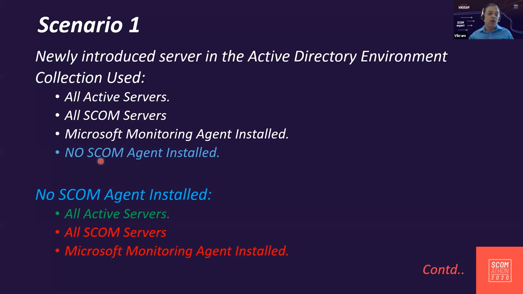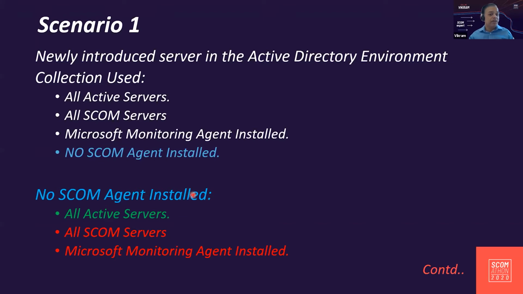This blue color is no SCOM agent installed. I put some criteria in green and some in red. You can say the green ones are the include criteria and the red ones are the exclude criteria over there. All active servers, I have included that.